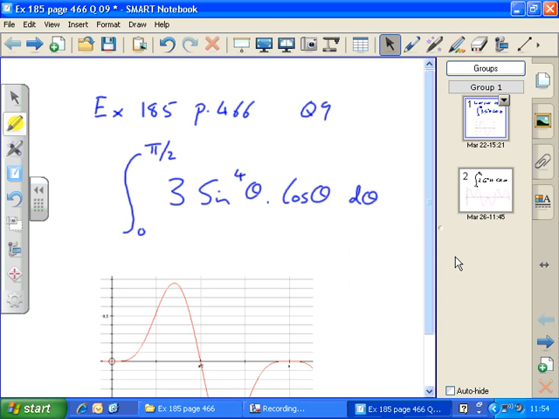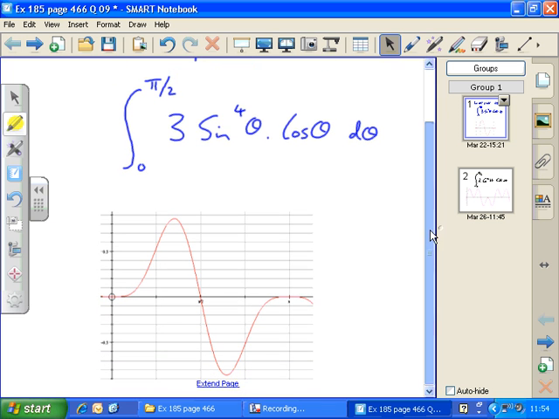So exercise 185, page 466, question number 9. Integrate this wave function, 3 sine to the 4 theta cos theta between 0 and pi by 2. So if we look at the wave, we can see the wave function is plotted out here. Half a cycle lies at pi by 2.